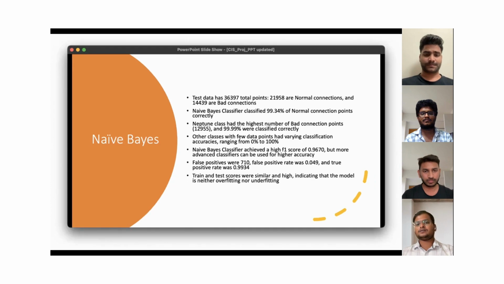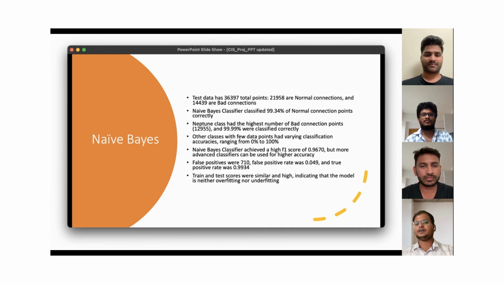So the test data has 36,397 data points, which have normal connections and bad connections. And naive Bayes classified 99% of normal connection points correctly, and Neptune had the highest number of bad connection points, which is 12,955, and 99.99% were classified correctly. For other classes, where there were few data points, the classification accuracy varied, ranging from 0 to 100.